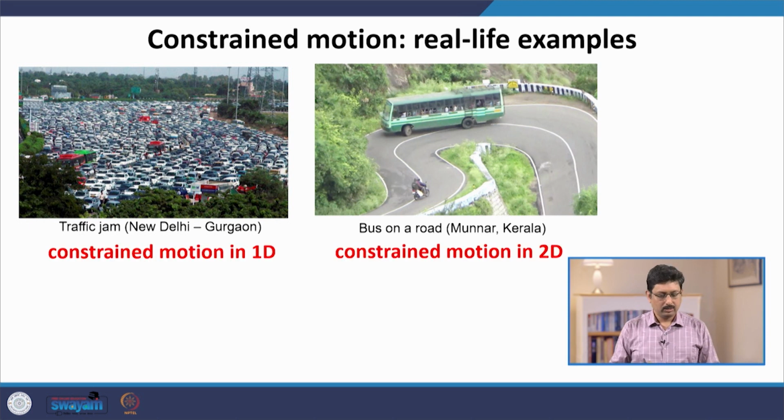In our language, in the left hand side example of the traffic jam, the car can only move along a lane in one direction. So, this is a constraint motion in 1D. On the right hand side picture, the bus is allowed to move along the road. At the turning, if it is going very fast, then it can skid sideways. So, this is a 2D motion, a constraint motion in 2D.